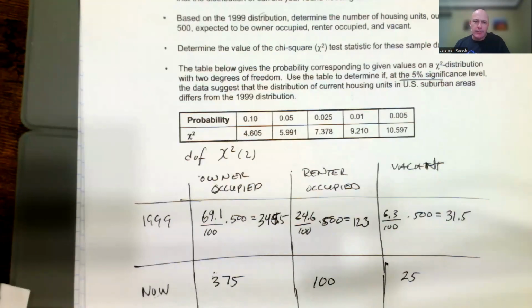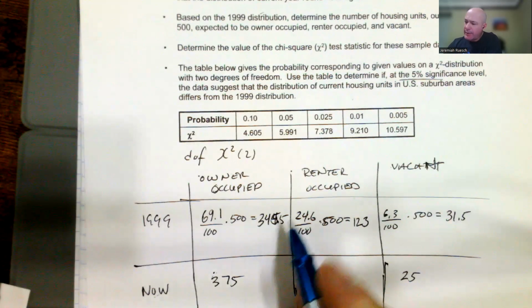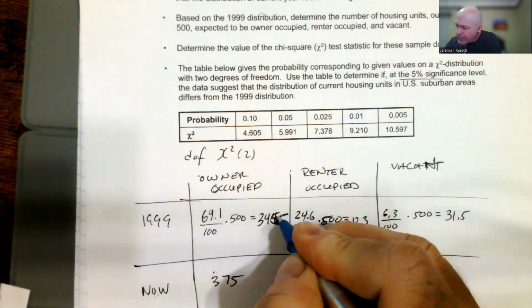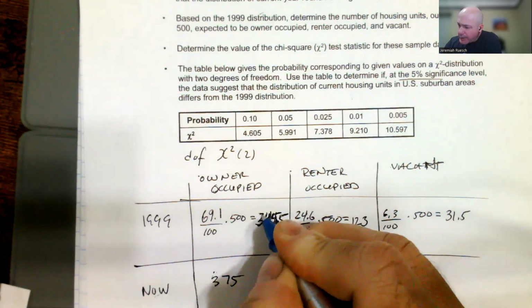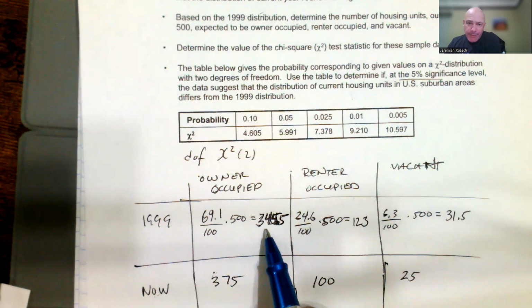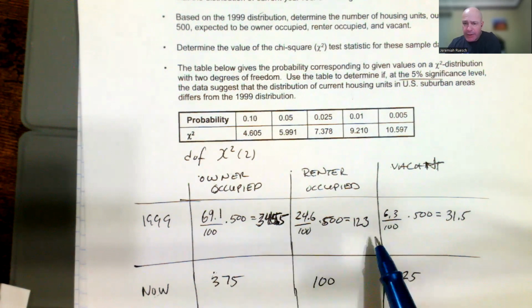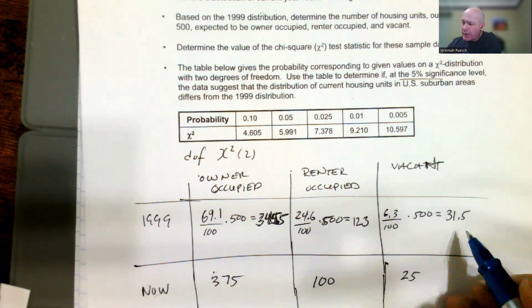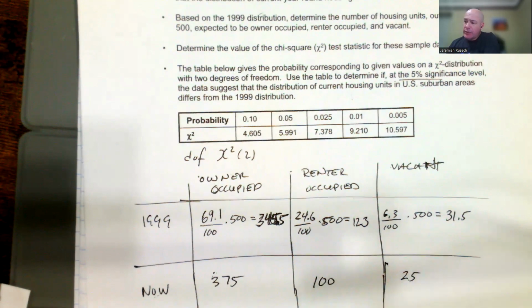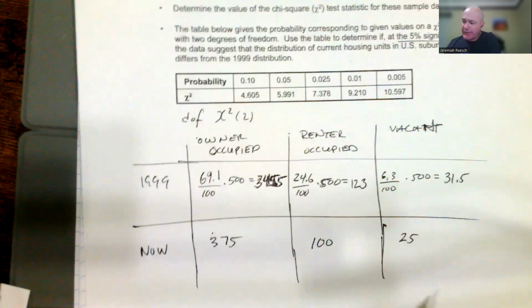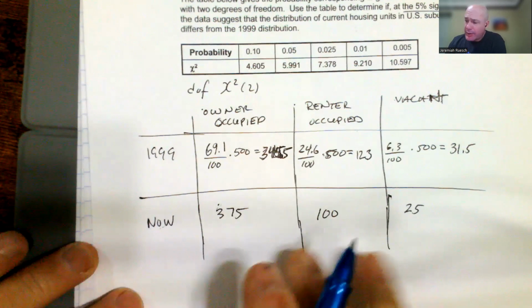Calculating these out, this is 0.5. So our expected values would be 345.5, 123, and 31.5. And we're going to use a chi-square statistic, so we're going to calculate that next.